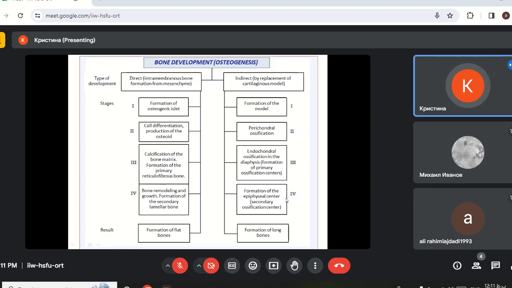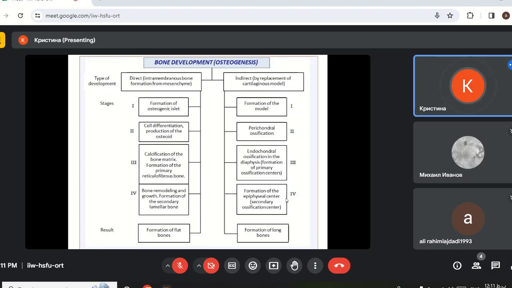For some time, the area of cartilage tissue stays unchanged between the diaphysis and the epiphysis, and forms the metaphysis or metaphyseal plate, which helps the bone to grow in length.